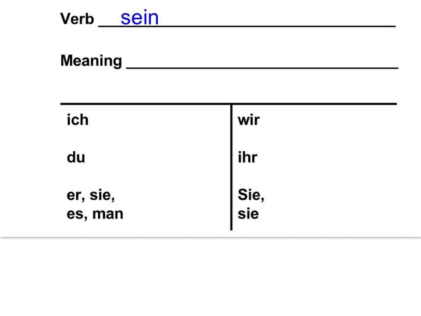Moving on. Verb tea time. Now this verb you've already seen parts of. Everybody try the verb sein. Sein. Okay. Anybody know what it means? To be.